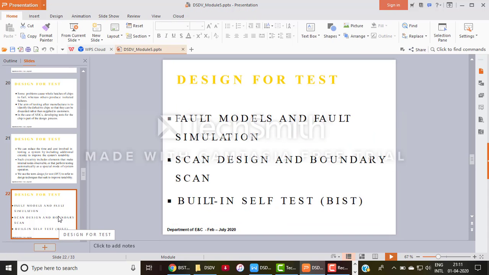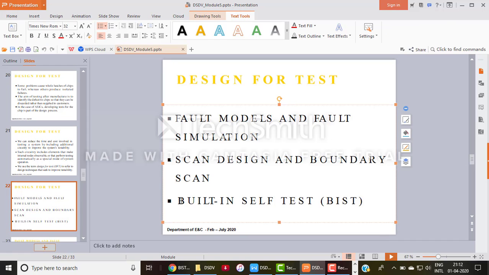Design for testing can be classified into three techniques. One is fault model and fault simulation. The second one, scan design and boundary scan. The next one is built-in self-test. These are the three methods to be understood, each having its merits and demerits, and all three are important. I need to discuss built-in self-test; we'll be taking it after this session. Thank you for hearing patiently.